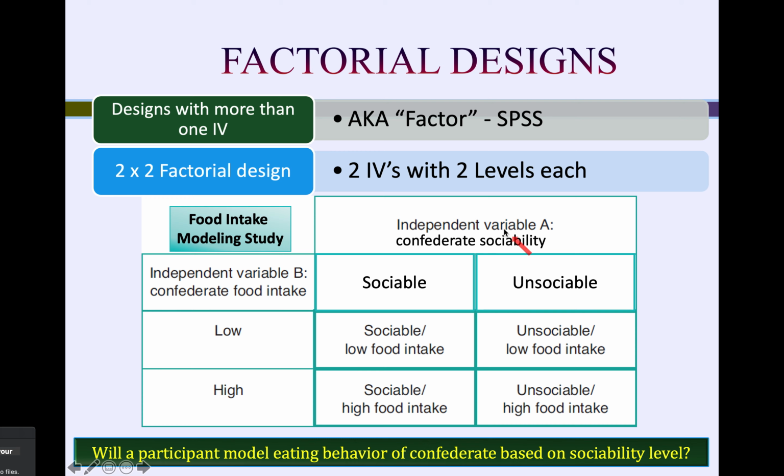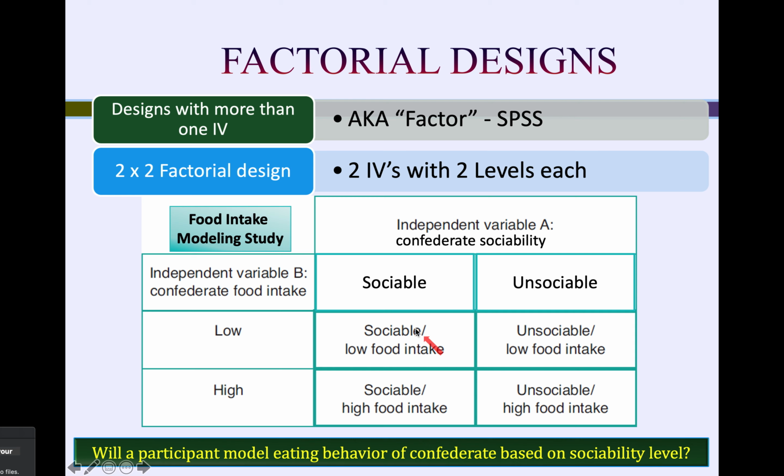So we have IV-A, or 1, confederate sociability, and IV-B, or 2, food intake, low or high, of the confederate. Basically, participants could have been exposed to any one of these 4 conditions. This one would have been a sociable confederate who ate a little bit of food, an unsociable confederate who also ate a little bit of food, a sociable confederate who had a high amount of food intake, or an unsociable confederate who also had a high amount of food intake. You can see each one of these 4 categories represents the exposure condition that participants could have been involved in when they walked into the room.